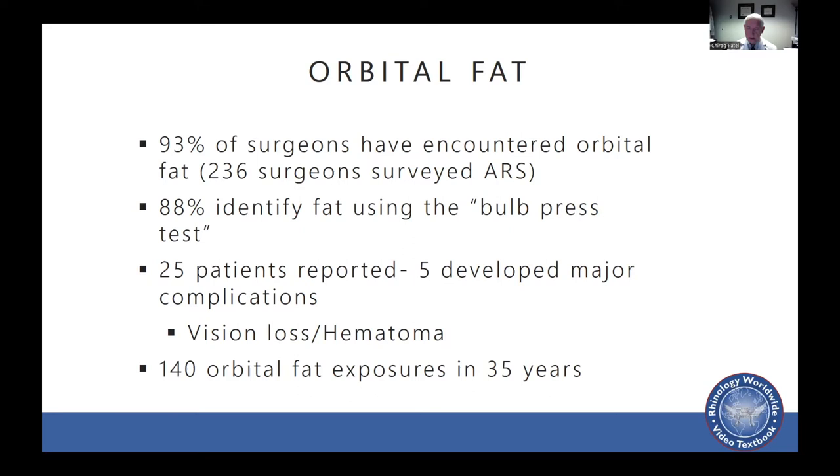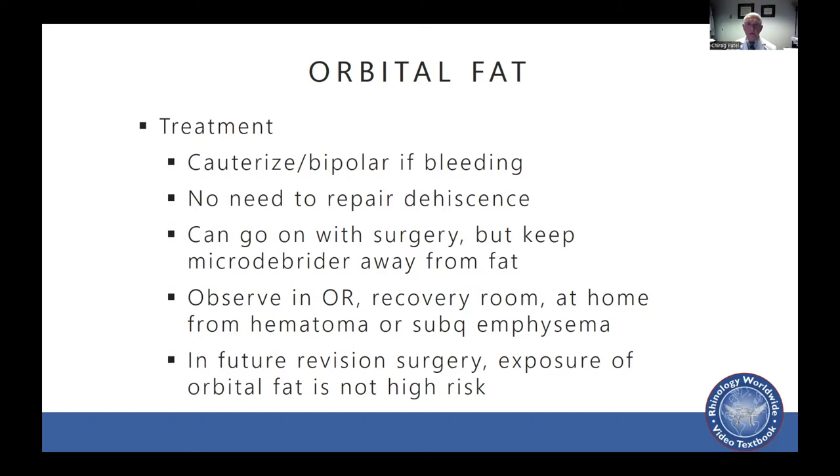The big thing is, what do you do with orbital fat exposure? Certainly, if there is bleeding, you can consider cautery, and preferably bipolar. Because remember, if there is takedown of the lamina papyracea, especially near the basal lamella, the medial rectus muscle sits right there and it can be in jeopardy, especially if you use unipolar cautery. You don't need to repair the dehiscence, leave it alone, go on with surgery, but stay away from that area, especially the microdebrider. The microdebrider can get into that fat, get into the orbit in a few seconds, and it has to be used with great care around exposed orbital fat and a lamina dehiscence.